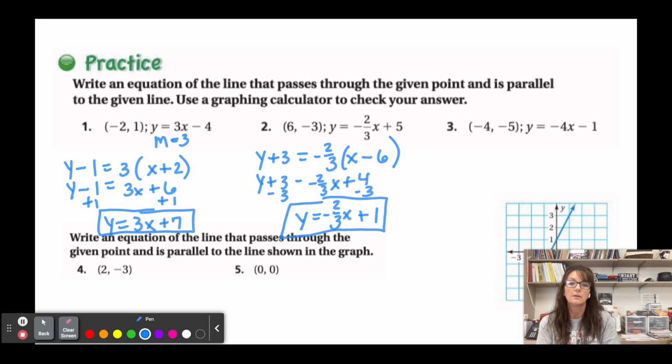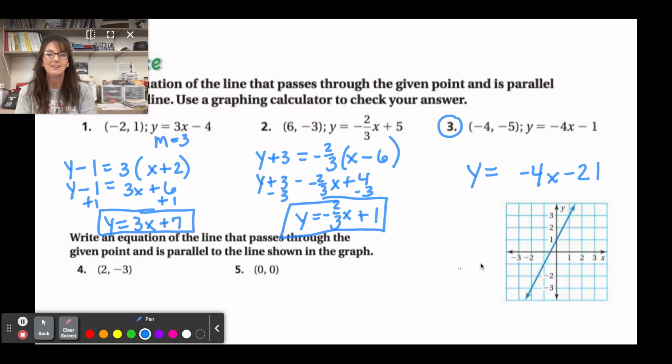Okay. Why don't you go ahead and give number 3 a try? I would like to see you go ahead and try that. So pause the video and give that a try. Hopefully you got y is equal to negative 4x minus 21. That's what I got.